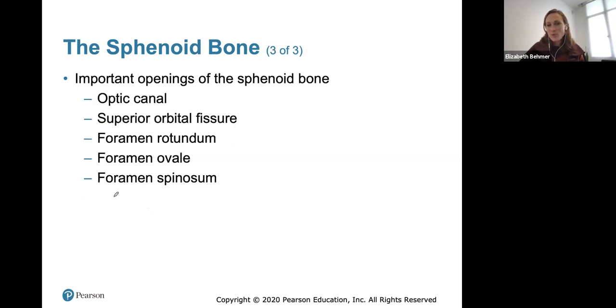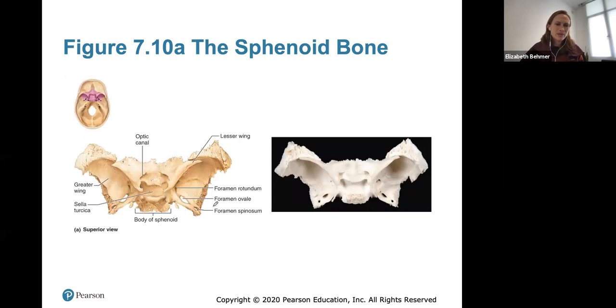Here are different important openings of the sphenoid bone: the optic canal, superior orbital fissure, foramen rotundum, ovale, and spinosum. They make an ROS type arrangement to help you learn them. And here's a look at the sphenoid bone. You can see the lesser and greater wings and how that resembles a bat or a butterfly. The sella turcica is where your sphenoid bone sits.